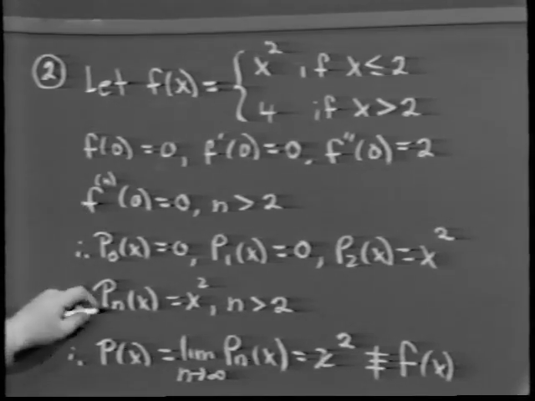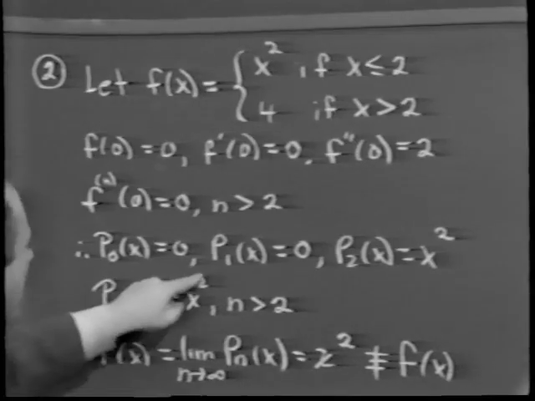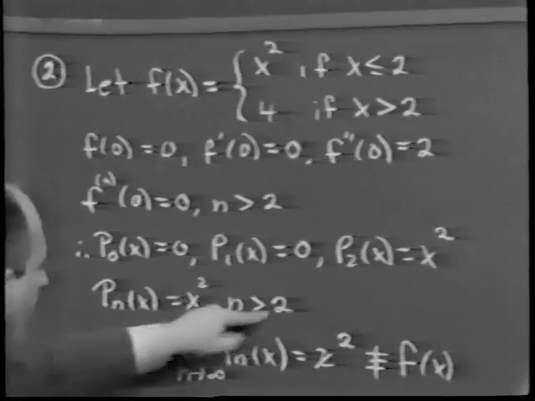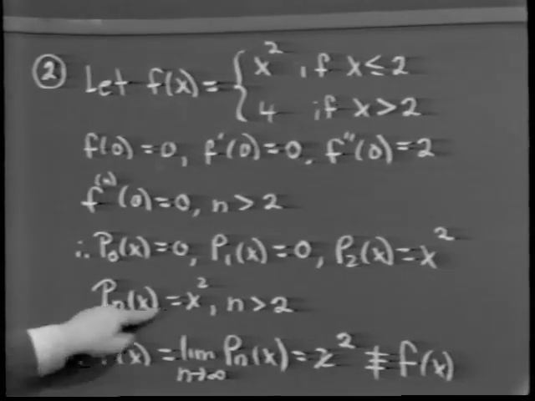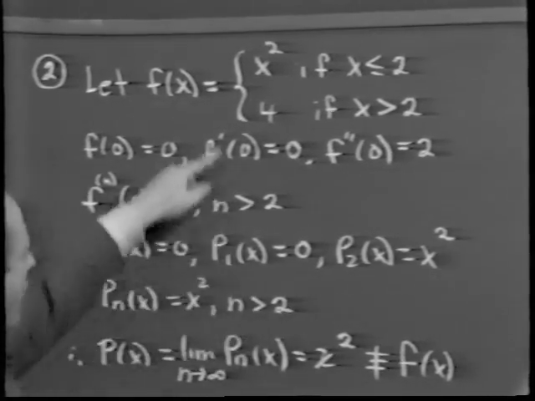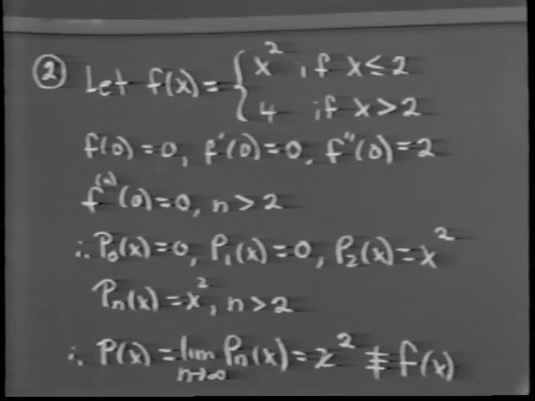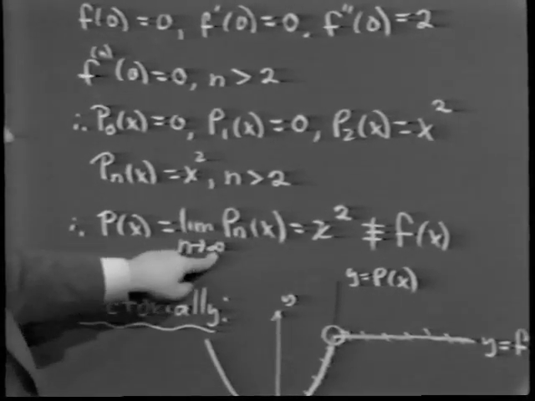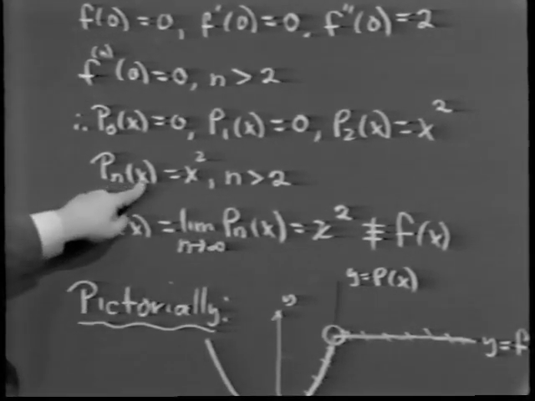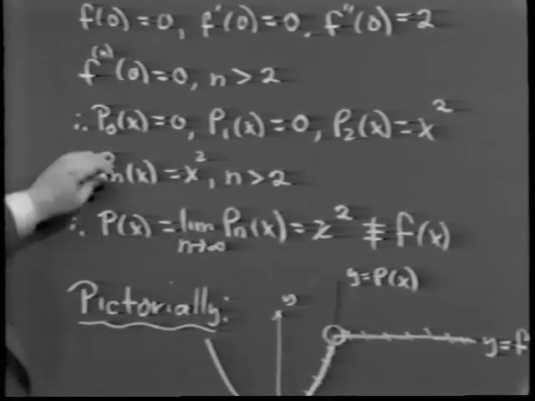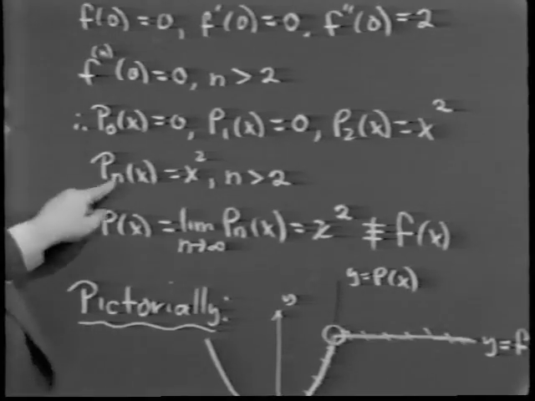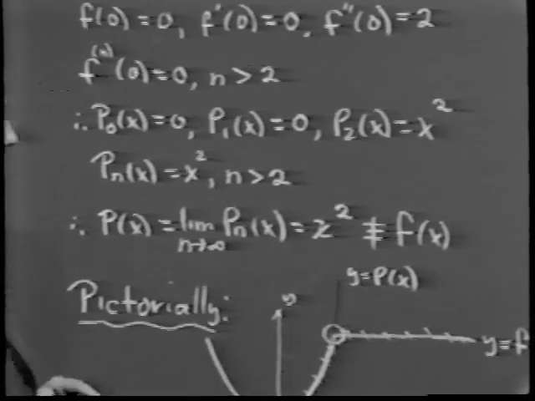In other words, notice that Pn of x is equal to x squared when n is greater than 2. And that's a straightforward computation. I will drill you on the homework problems to show you how to get more facility with doing these things. But here's the key point. Let's look to see what the limit of Pn of x is as n approaches infinity. Since Pn of x is equal to x squared for all n, and this doesn't depend on n, the limit of Pn of x as n goes to infinity is just x squared.